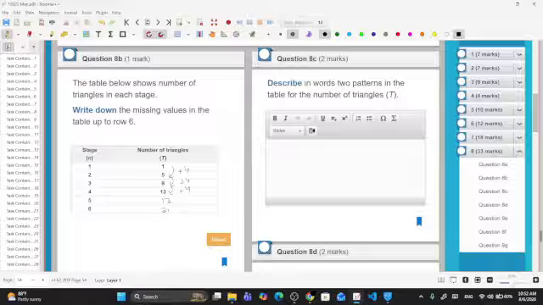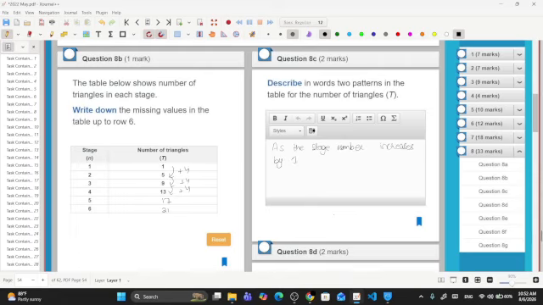Describe in words 2 patterns in the table for the number of triangles. First things first. As the stage number increases by 1, we can see that the number of triangles increases by 4. That's the first pattern.